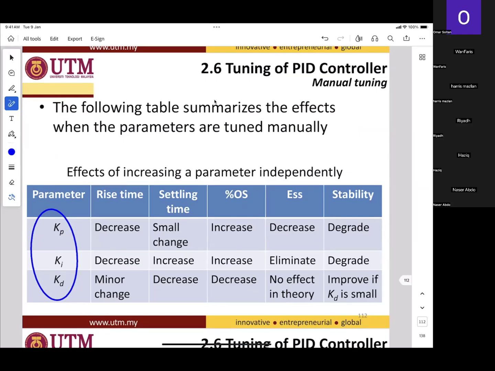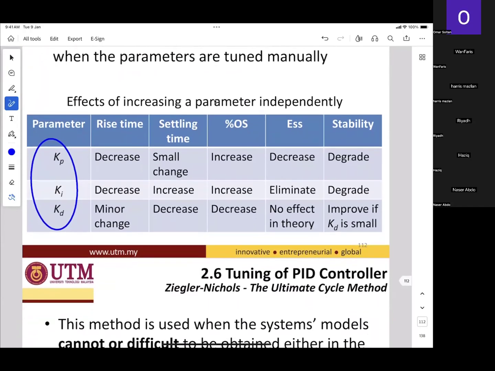For KI, it will make the rise time decrease, the settling time increase, and overshoot increase. Steady state error is eliminated, becoming zero, but the stability is degraded. For KD, there is a minor change in rise time, the settling time decreases, overshoot decreases, steady state has no effect in theory, and stability improves if KD is very small.